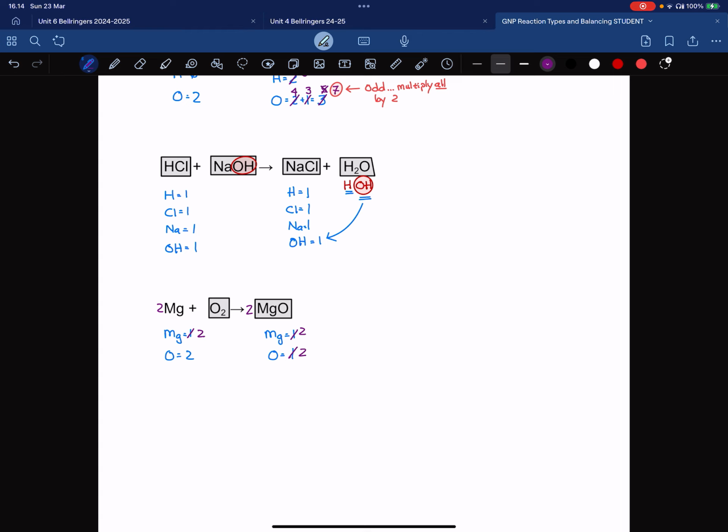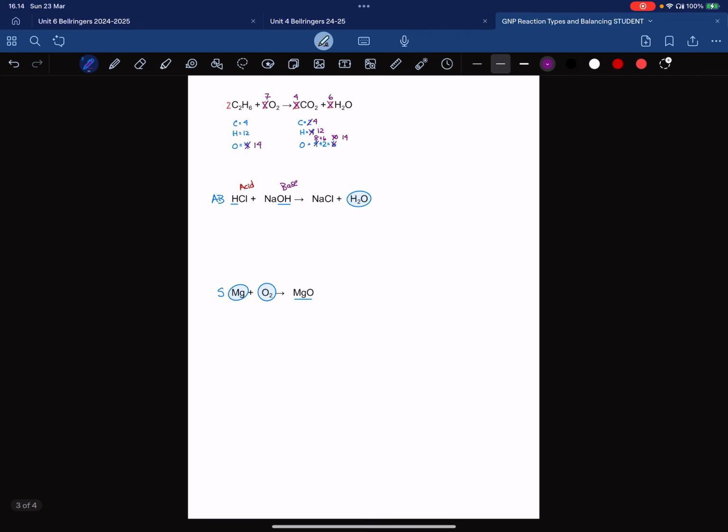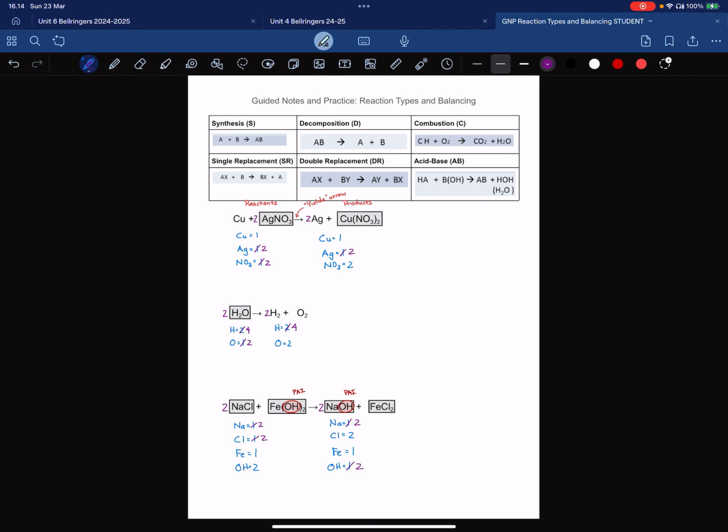So you'll be doing the practice types of reactions. There's an answer checker for the first 5, and then the last 5 are Canvas quiz.